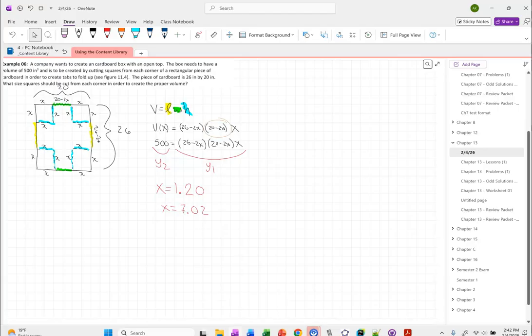Everybody feel okay? And then I could plug those in to get the dimensions for length, width, and height, respectively. But that's the idea.